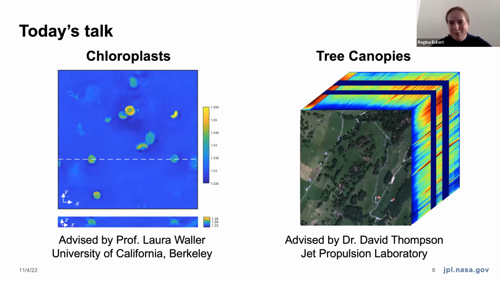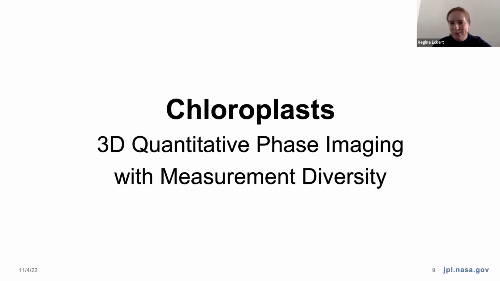One I'm labeling chloroplasts, so this is a submicron view in the strictest sense, so it's microscopy. And then we'll be talking about tree canopies, or remote sensing. All right. And if at any point you have a question, please just jump in. We'll also take questions at the end, but happy to take questions in the middle. All right. So for this chloroplast section, microscopy, we're going to be talking about 3D quantitative phase imaging, specifically using this measurement diversity thought to make it better.